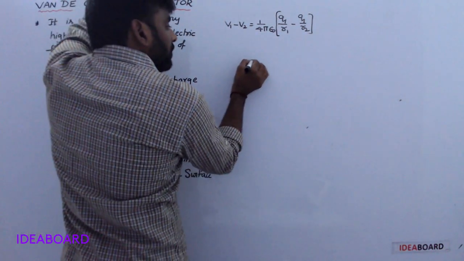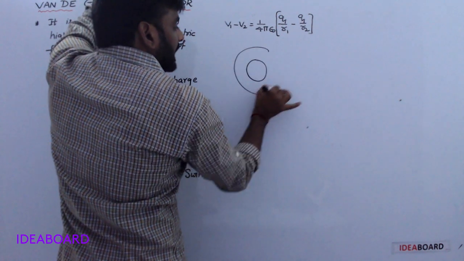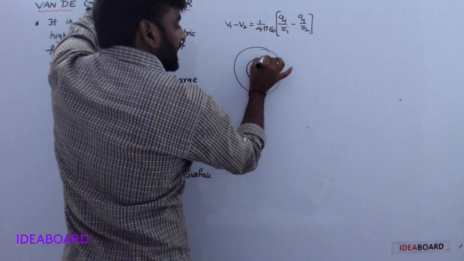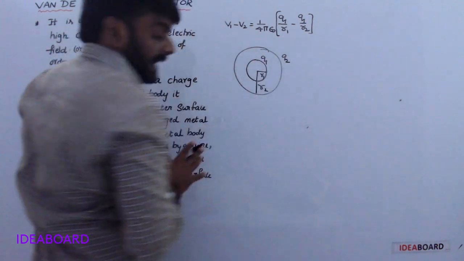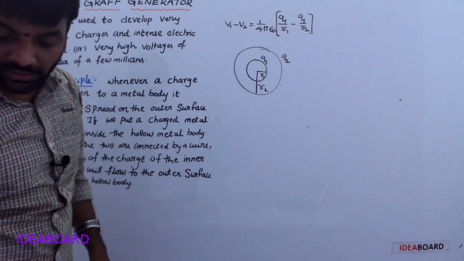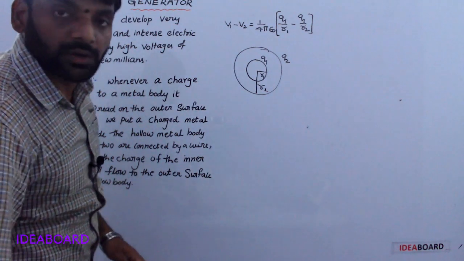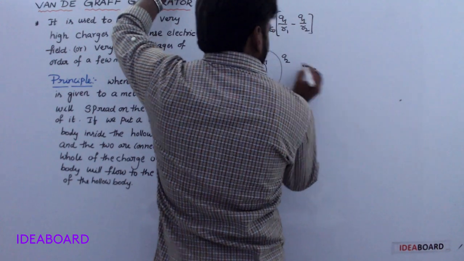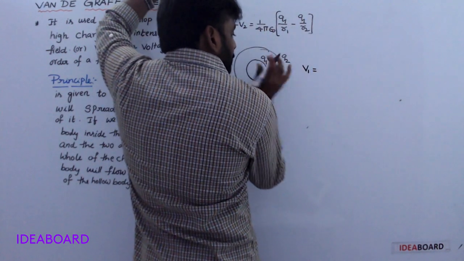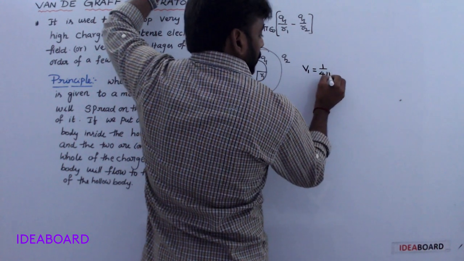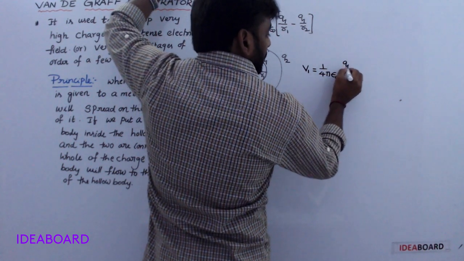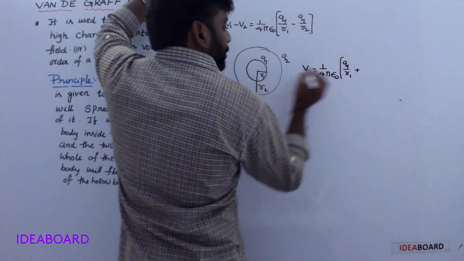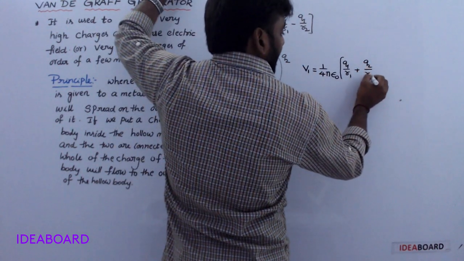Okay, now the inner one and the outer one both are having charges. Understood? Inner one and, at the same time, outer one both are having charges. Okay, now the potential on the inner surface is, due to q1, 1 by 4 pi epsilon naught q1 by r1, plus due to q2, q2 by r2.